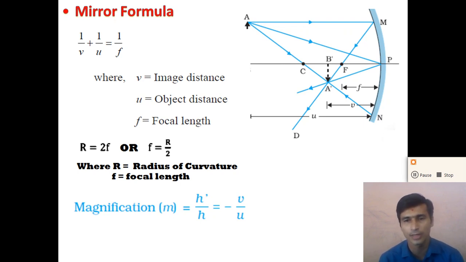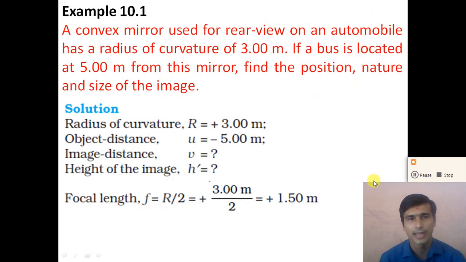So remember these formulas, and let us start with example number 10.1 given in the textbook, right? Example number 10.1. A convex mirror used for the rear view on an automobile has a radius of curvature 3 meter. Here the radius of the curvature for the convex mirror is given to you. So first remember which type of mirror is used in the example: convex mirror. So we apply the sign convention for the convex mirror, right?